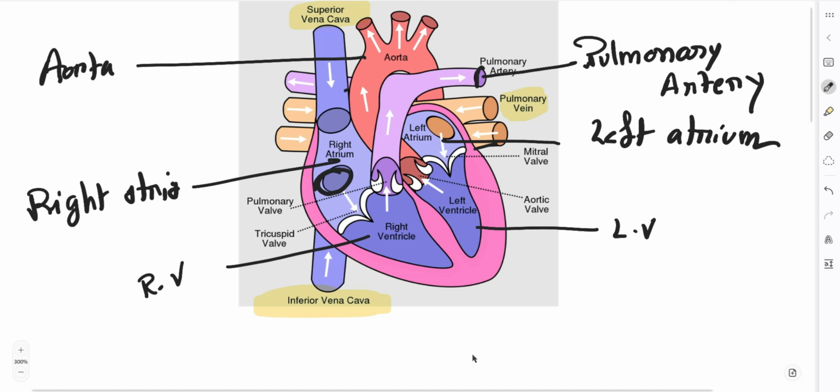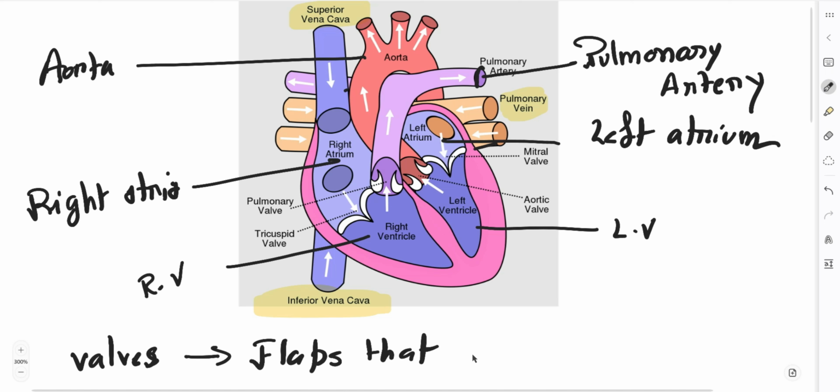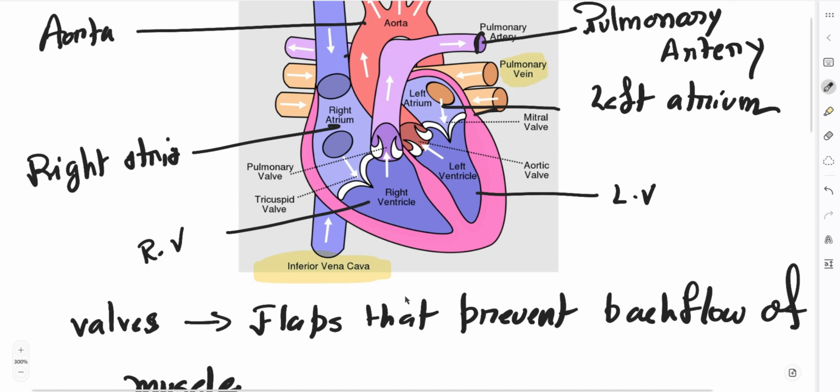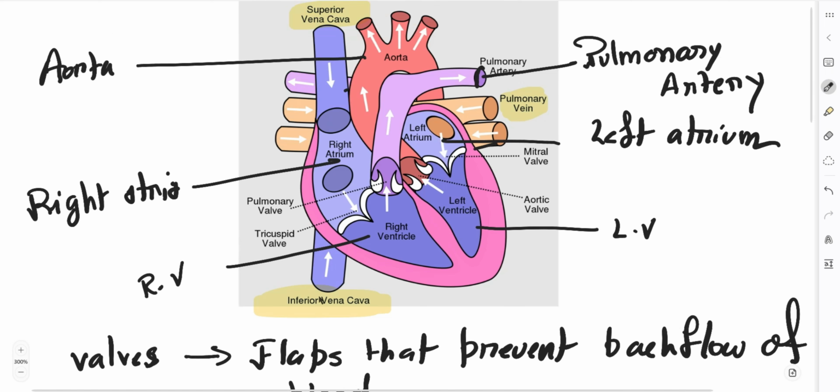All right, finally we have to talk about some valves. So what are valves? Valves are basically flaps that prevent the backflow of blood. There are mainly three valves that we need to identify for our O levels.